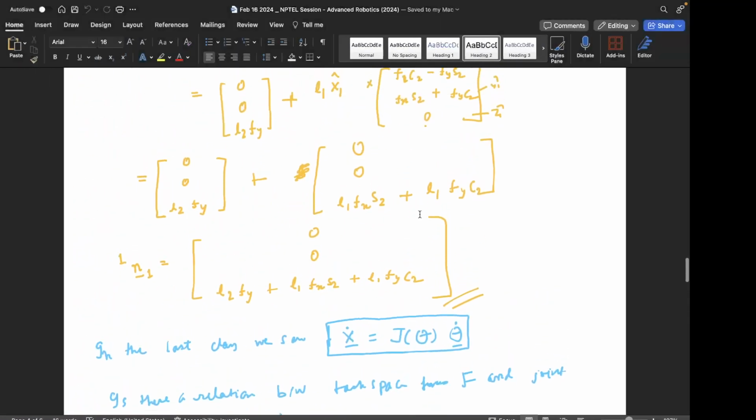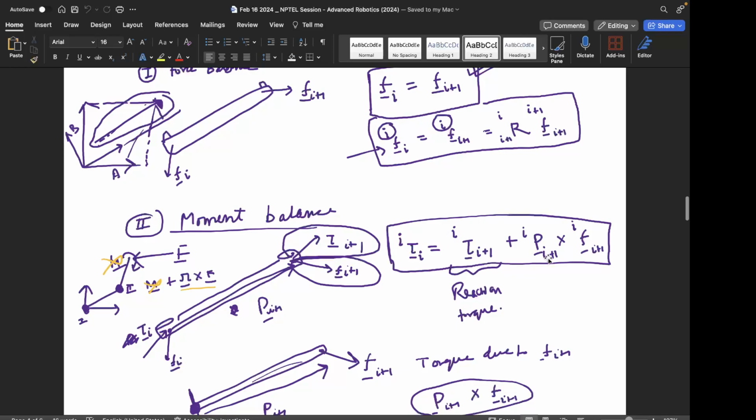If you see the expression here in terms of i, this will be the reaction torque part and the force at the I plus 1th joint. So when you will be writing for joint 2, it will be the force at joint 3, not at the end effector. Yeah. So you will start from the outermost joint, that is joint 3.